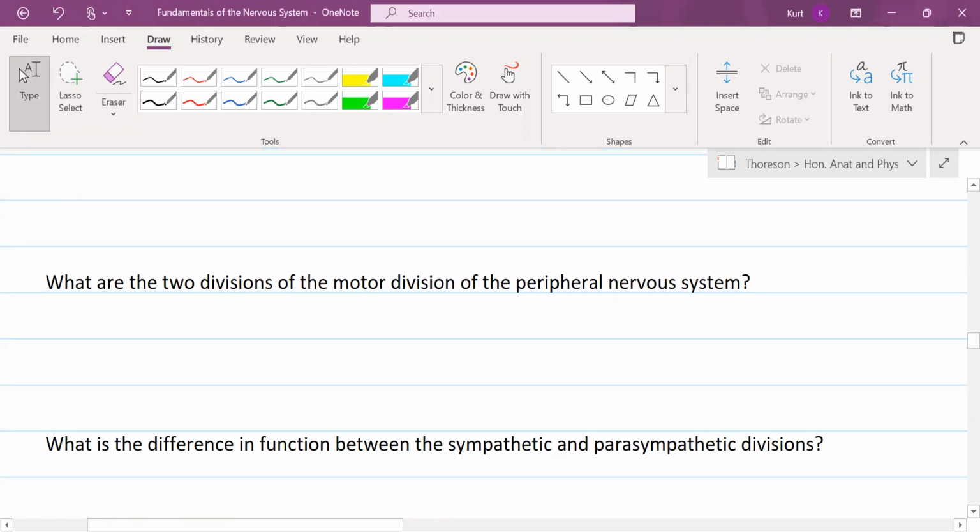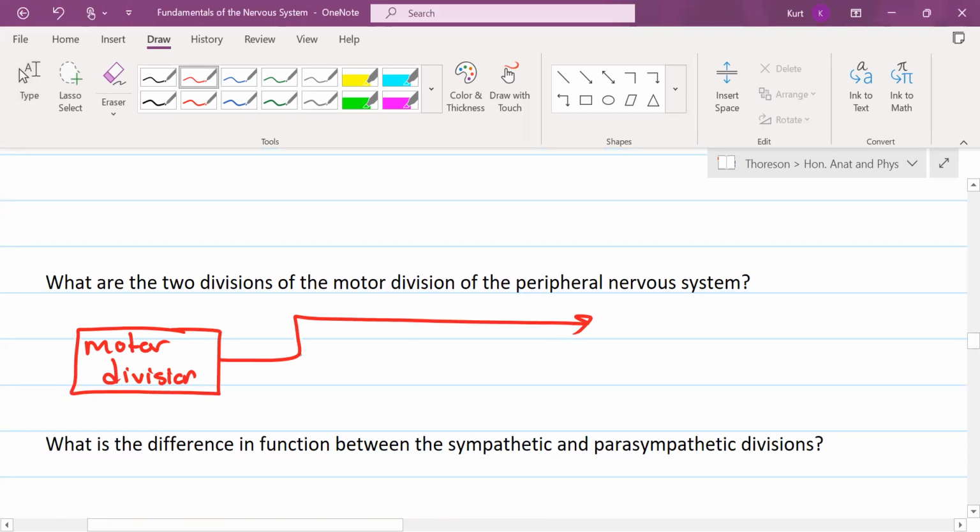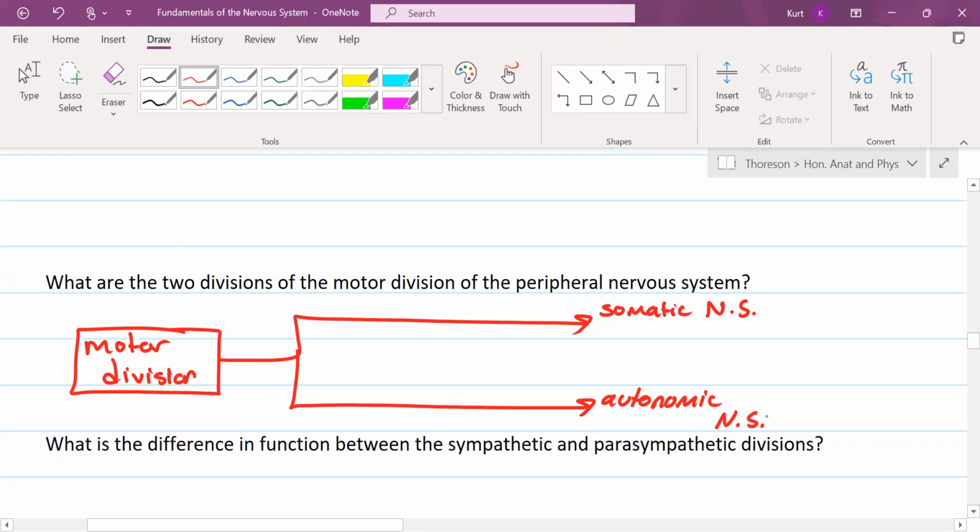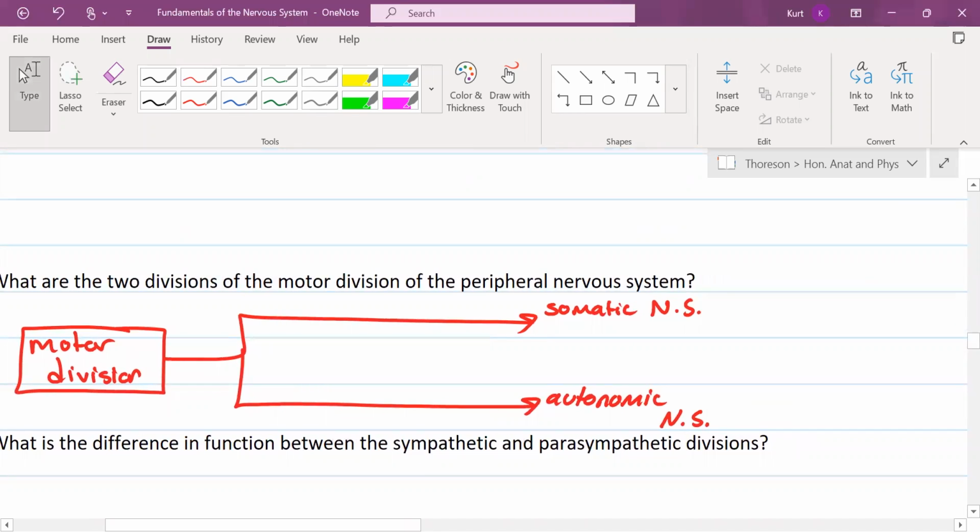All right. Motor division. Nate, this is what you were saying about 5 minutes ago. You have your somatic nervous system. You have your autonomic nervous system. I want to reiterate to those of you who have not taken psych, it is autonomic, not automatic. Don't say automatic. You'll sound a little silly.